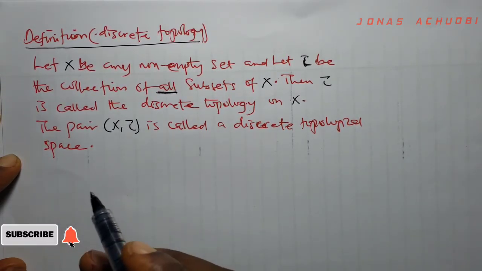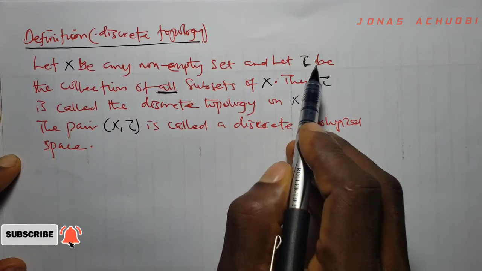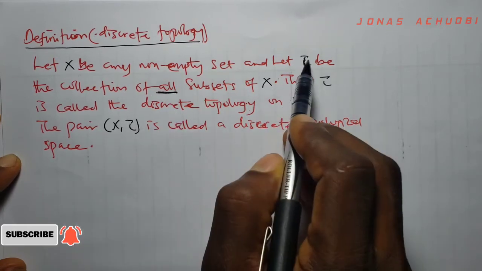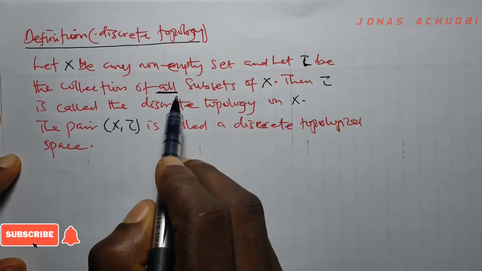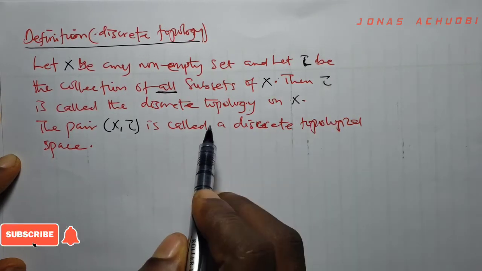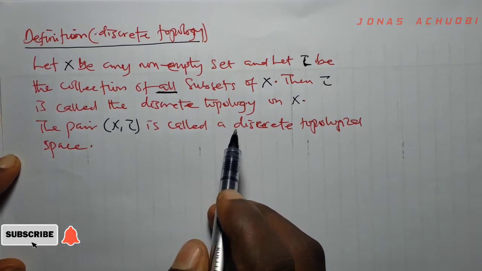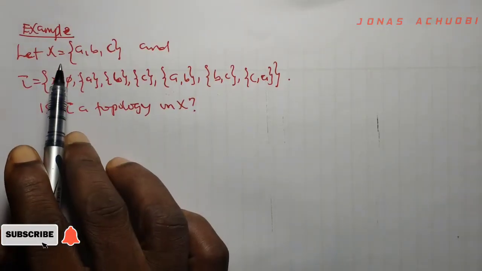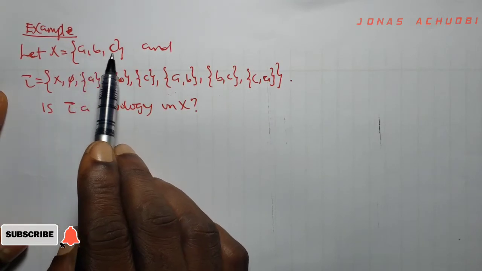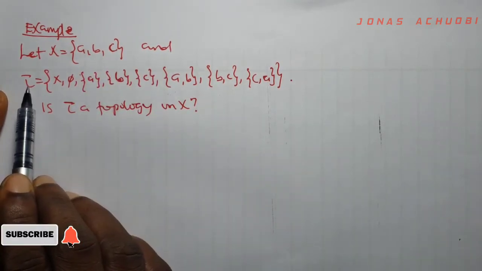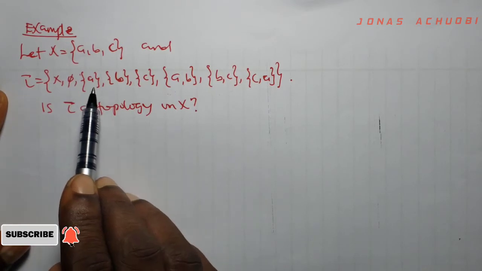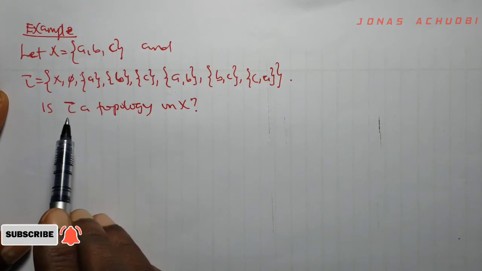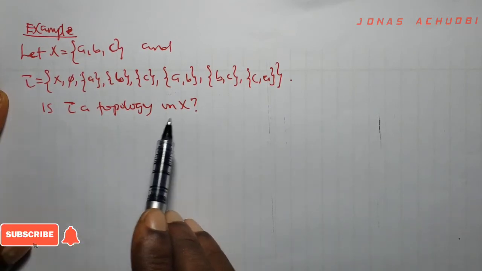Now, if you recall in the definition of topology, we said that tau is the collection of subsets, not necessarily all the subsets. So when tau becomes the collection of all subsets of X, then tau is called a discrete topology. Let us give an example to illustrate what we are saying. Example: let X be a set with elements A, B, C, and tau the collection with the open sets X, phi, A, B, C, AB, BC, and CA. The question is, is tau, this collection, a topology on X?